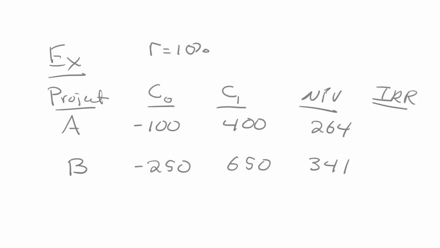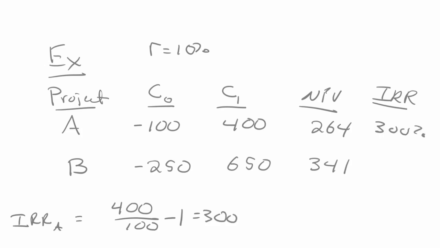We can also compute the IRR. So for example, for Project A, IRR A is equal to 400 over 100 minus 1, which equals 300. That's a pretty good IRR. 300%. For B, we can do a similar calculation to show that the IRR is 160%. So these are both really good projects. In terms of accept or reject, the NPV rule and the IRR rule agree. Both projects should be accepted.